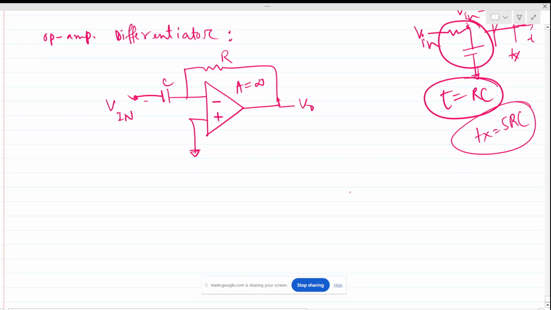So again, we can do the normal KCL and KVLs. We can see that there is only one current flowing through this path, IC, as no current can go through the op-amp terminals, right? And this voltage is grounded due to the virtual short concept, right? So what will be this current? This current IC is nothing but 0 minus V out divided by R, right?